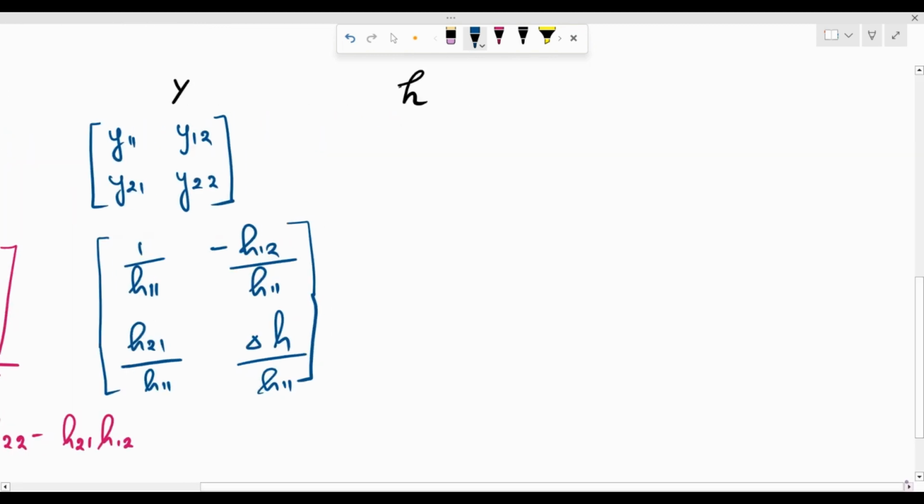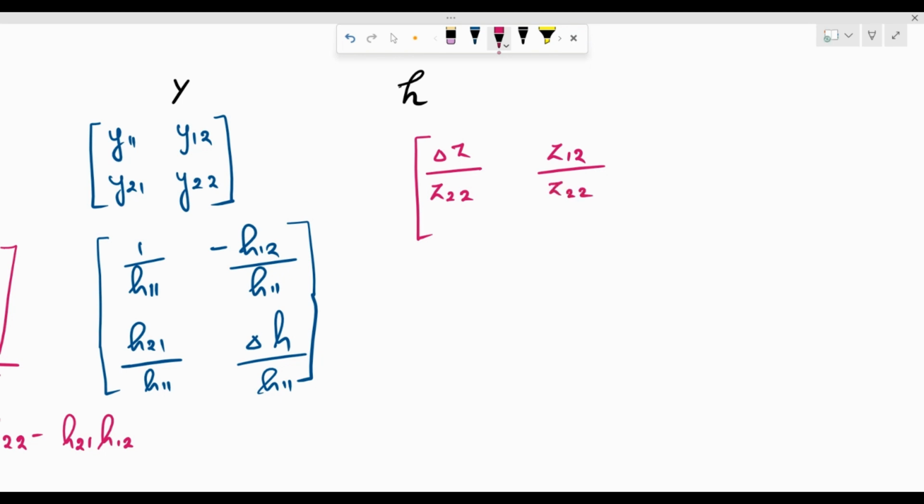On a similar note, we can establish the H parameters in terms of Z and Y. So if I want to write it in terms of the Z parameter, I'll be able to write it as delta Z by Z22, Z12 by Z22, Z21 by Z22, and 1 by Z22. So there is a minus sign here. It shouldn't be missed out. So this is the H parameters in terms of the Z parameters.